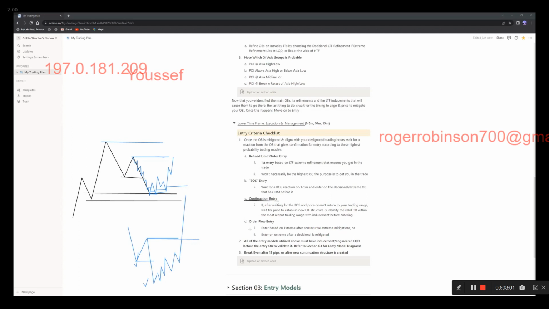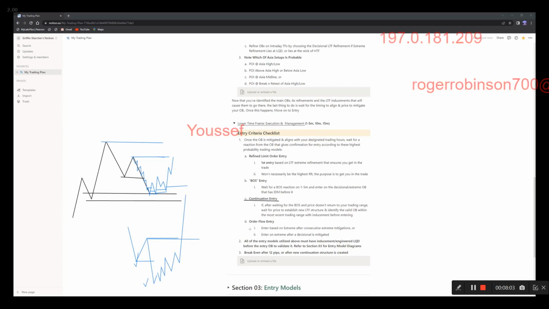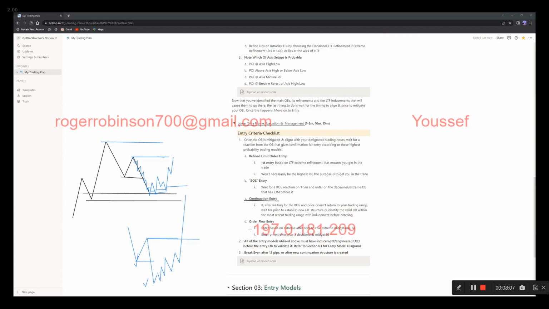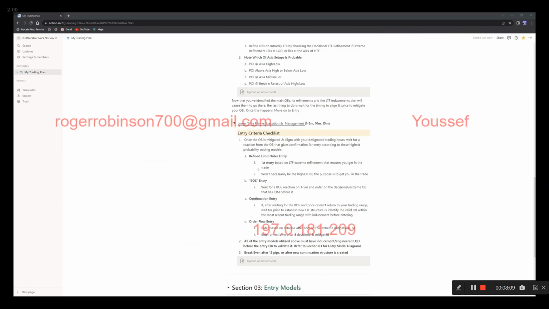Order flow is phenomenal. One of my favorite entries. If I encourage anyone to do anything, only trade order flow. Your win rate is going to be exceptionally high. Your confidence is going to be through the roof, and you know that works all the time, every single day, for virtually most moves. Right. So these are the 4 entry models that I would utilize.